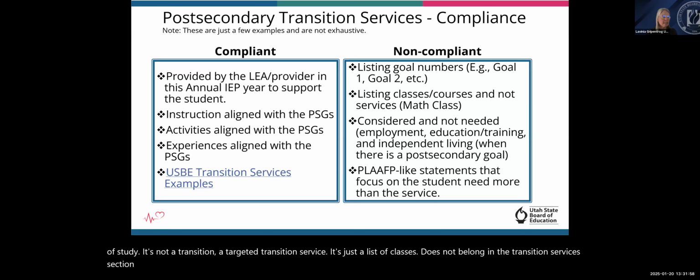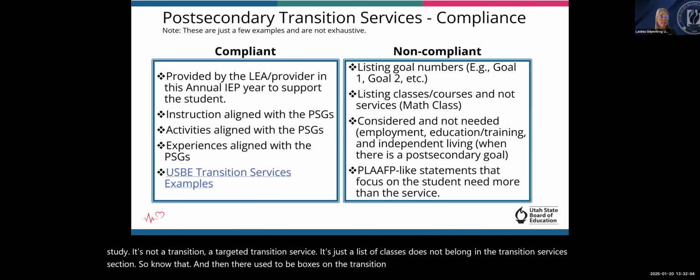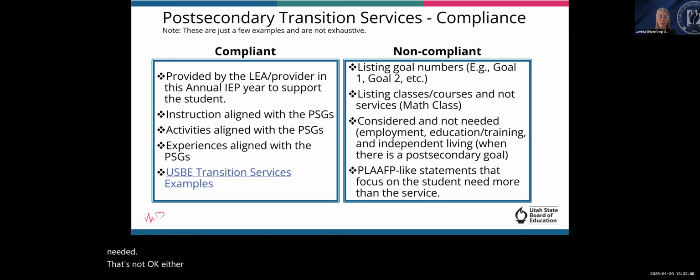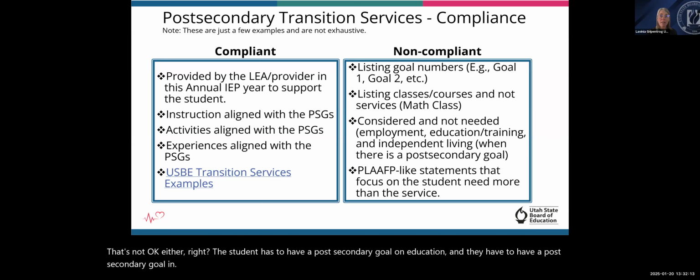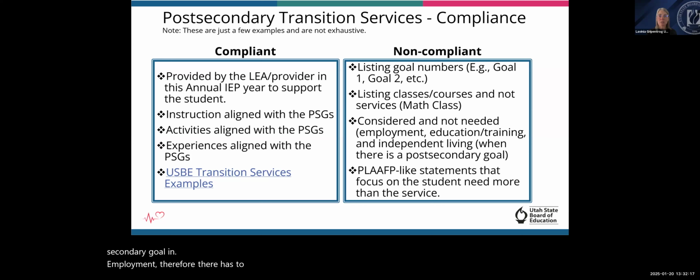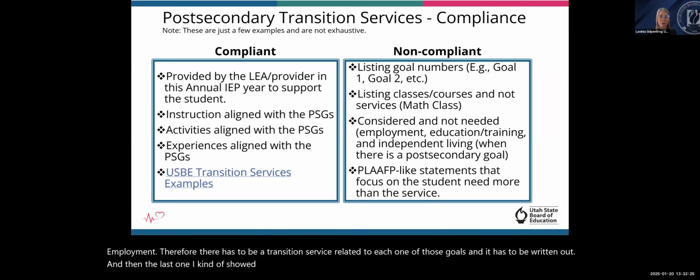So know that. And then there used to be boxes on the transition plan where you could just check considered not needed. That's not okay either, right? The student has to have a post-secondary goal in education, and they have to have a post-secondary goal in employment. Therefore, there has to be a transition service related to each one of those goals, and it has to be written out.